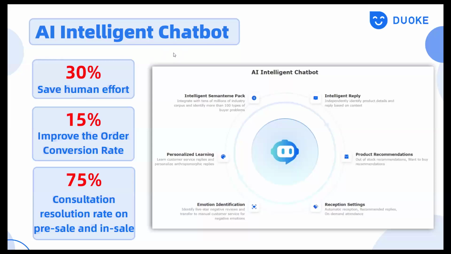The AI intelligent chatbot can help us save human effort, improve the order conversion rate, and also help us consolidate the resolution rate. Here are the main functions of the AI chatbot. In this training, we will not introduce the AI chatbot in detail, but in the next training, we will introduce it.